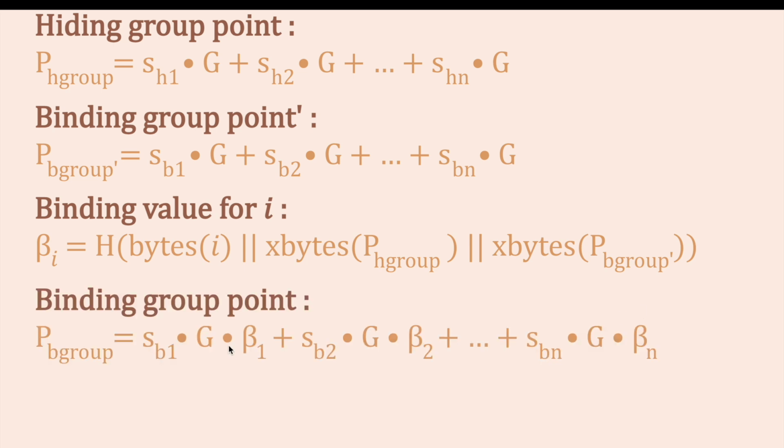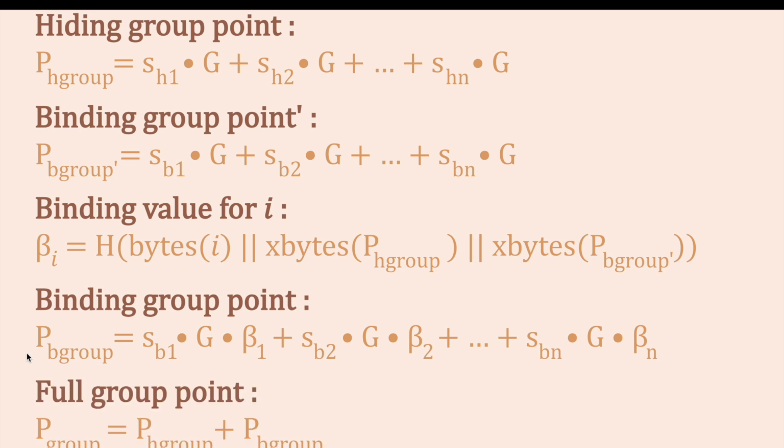And if you add a binding value to the binding group pre-point sum, that gives you the ultimate binding group point. And if you add the hiding group point with the final binding group point, that gives you the full group point.